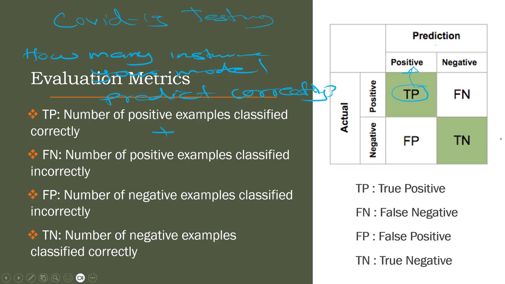Similarly, if you look at the TN, true negative, actually they are negative for COVID, they don't have COVID, and your model also predicted them as negative for COVID. So if you get the sum of true positive plus true negative, that is the correctly predicted instances by your trained model. So how about this one? False negative. Tell me, how about this false negative? Incorrectly predicted ones.